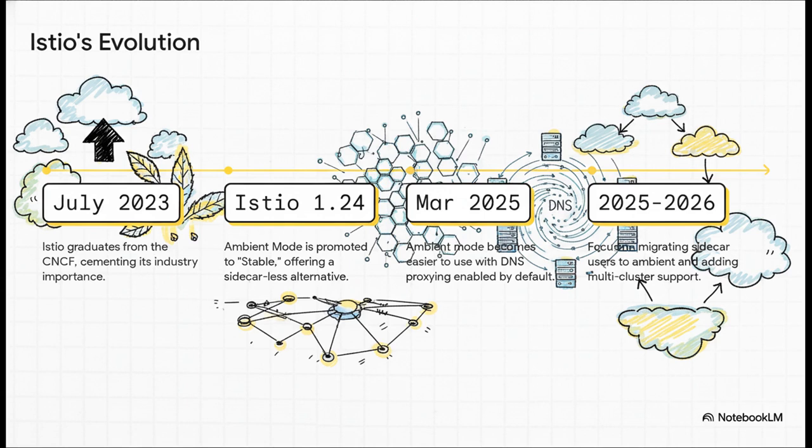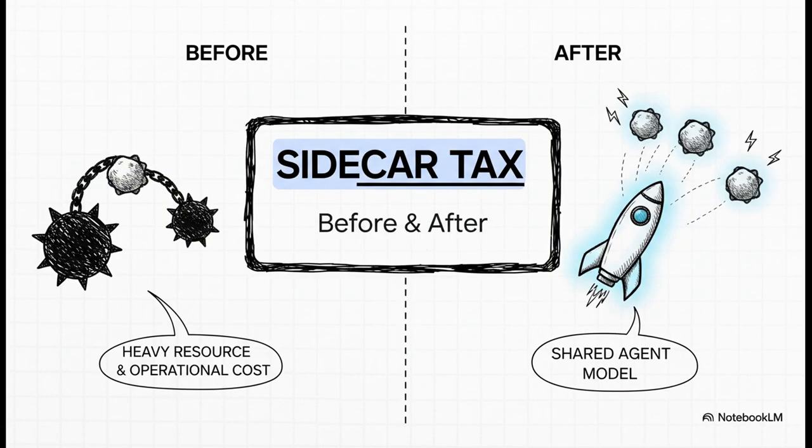And with every new release, it's getting more stable, easier to use. It's a direct answer to all the feedback from the community about how costly and complex the sidecars were. The goal here is actually pretty simple. Give everyone the power of Istio without making them pay what people started calling the sidecar tax. By having a shared agent on each server, instead of a personal proxy for every single app, ambient mode makes the whole idea of a service mesh way more efficient and accessible to everybody.